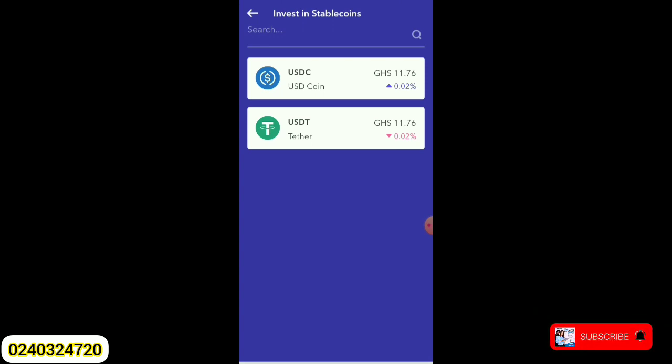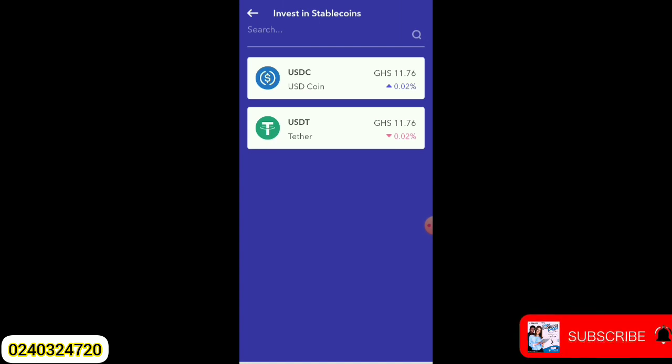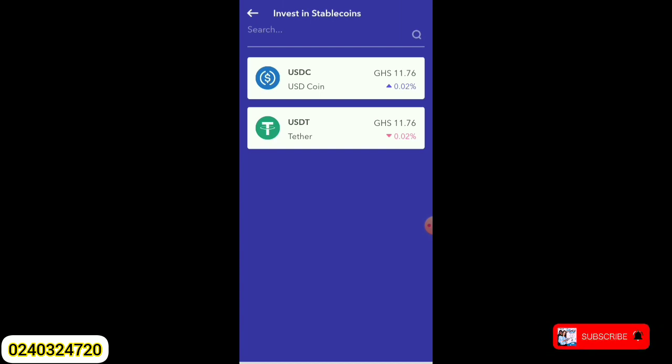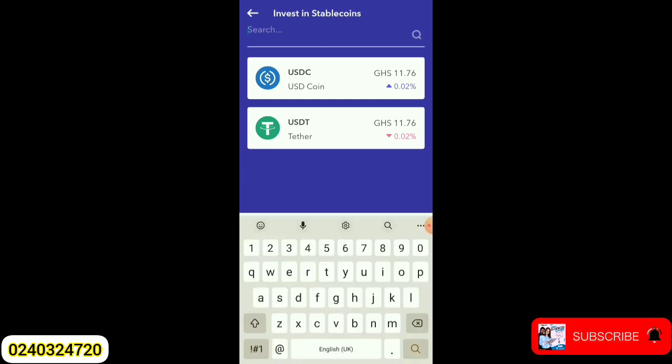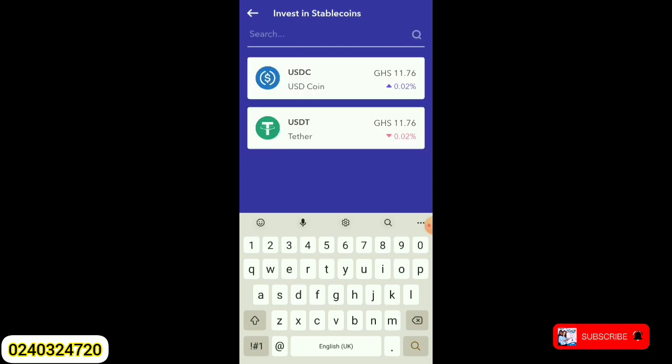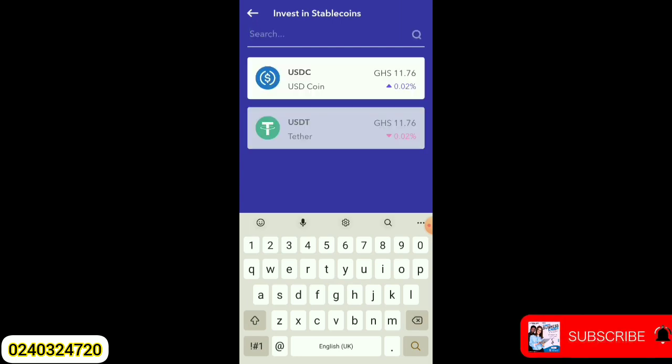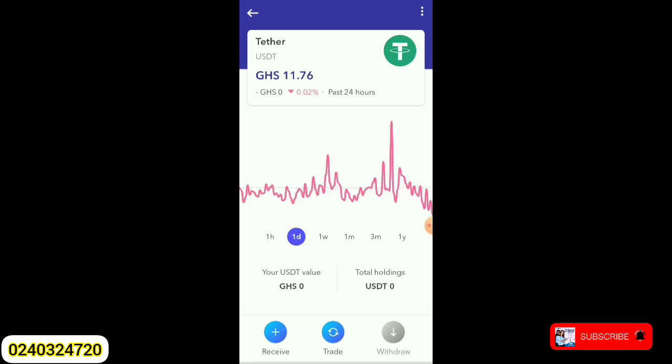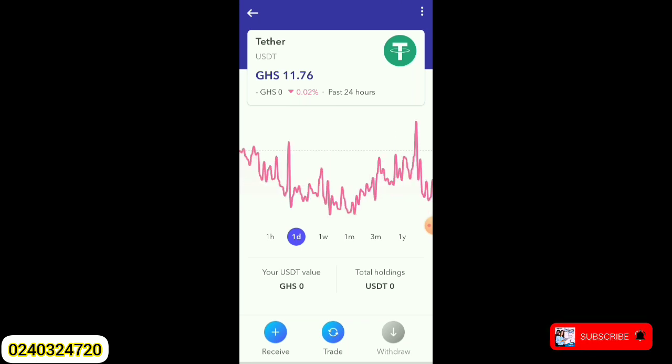You see that thing. If you see this right now, the USDC is increasing. I hope people understand this thing. When it's blue, that means it's going up, and when it's red, that means it's losing. I hope you understand it. So when I want to select, let's say, Bitcoin, Bitcoin is not yet available. When I click on, let's say, USDT, this is the chart.